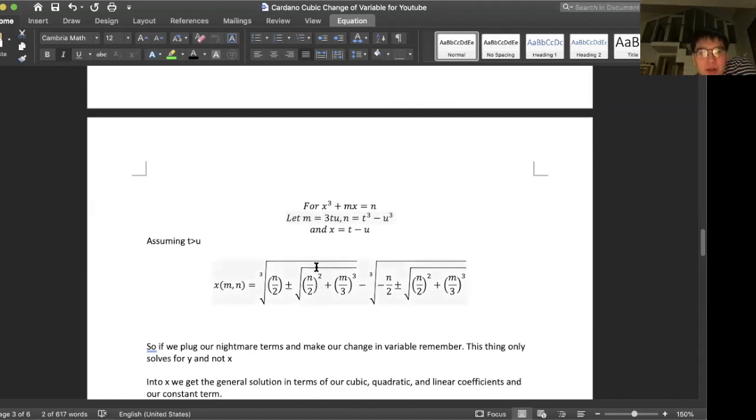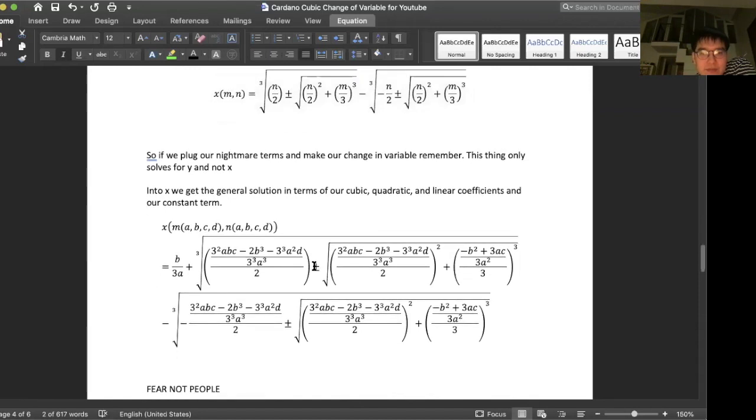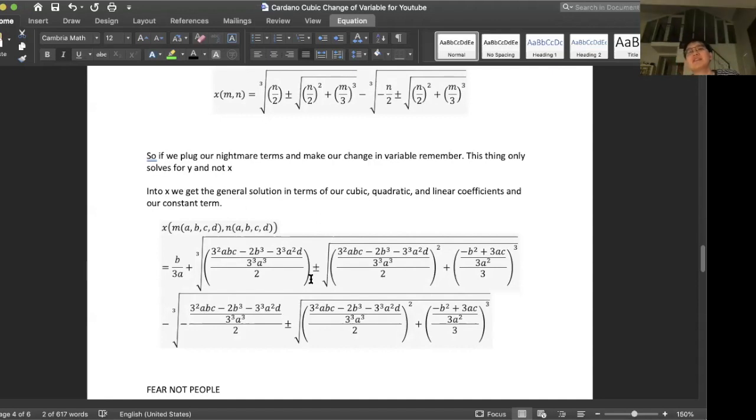So the true solution should be this junk plus b over 3a. And if you combine them all together, you will get our solution in terms of cubic, quadratic, and linear coefficients and constant terms. And brace yourselves, people, this is what it ends up looking like. Oh my, that is so, oh my goodness. I only think there's one person who can really capture the essence of how to describe my feelings about this formula right now.